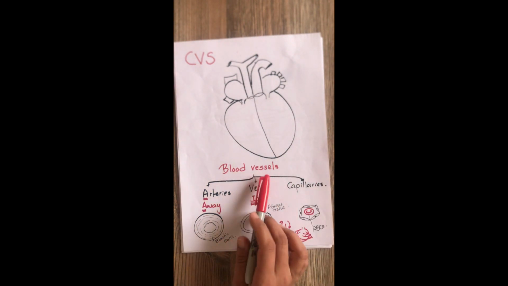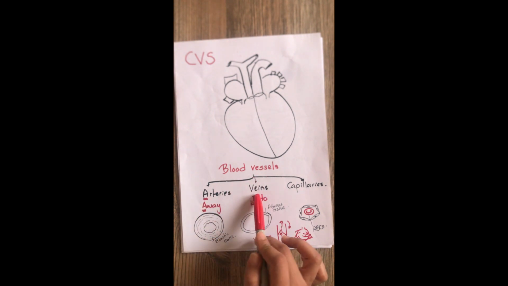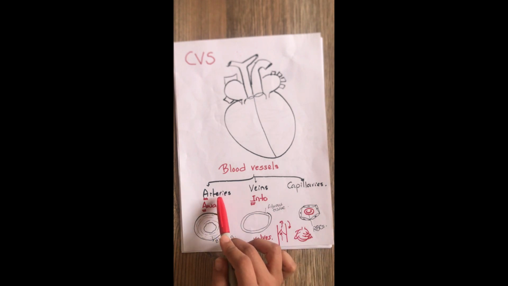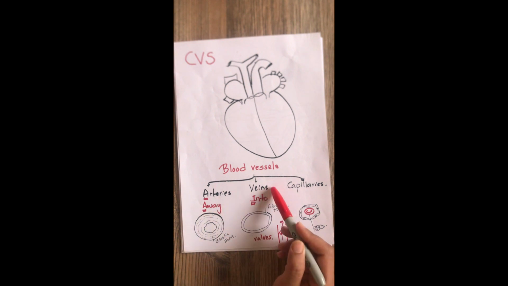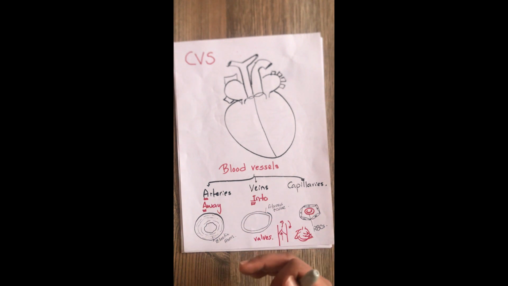Now, what are the blood vessels? The blood vessels are arteries, veins, and capillaries. What is an artery? Here we should use some mnemonics. Arteries are any blood vessels that carry blood away from the heart. So what is a vein? Veins are any blood vessels that carry blood into the heart. So arteries away from the heart and veins into the heart.